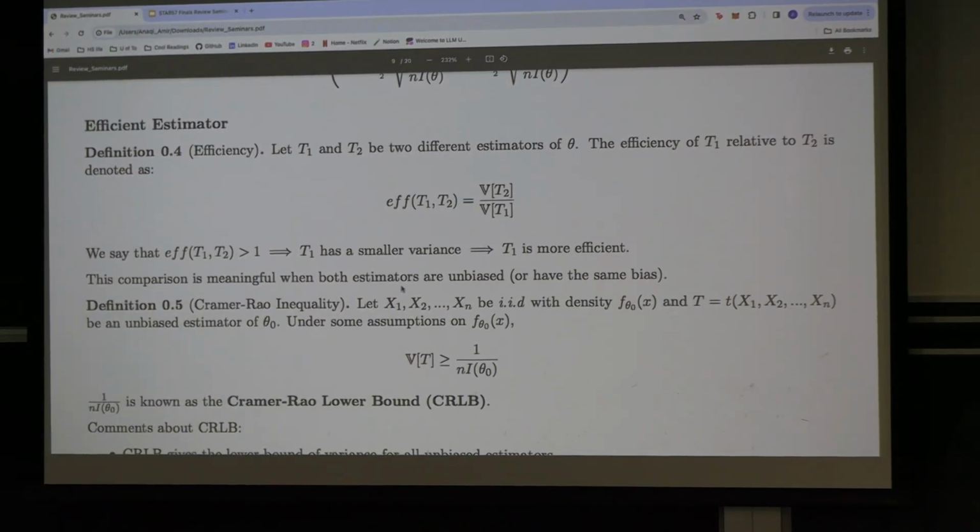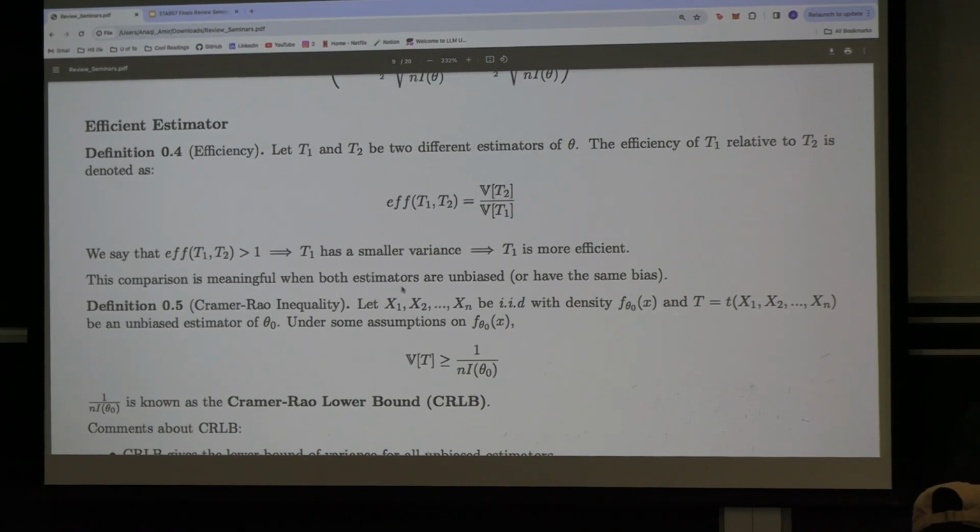Efficiency. So let's say you have some unknown parameter theta, and you have two estimators for it. How can you figure out which one's better, right? Well, first, you want it to be unbiased if possible, right? So you want the expected value of this estimator to be equal to the true parameter. And let's say that's true for both of them as well. What's the next thing you can do to compare them? They have the same expected value.